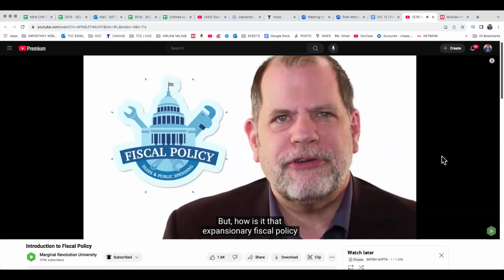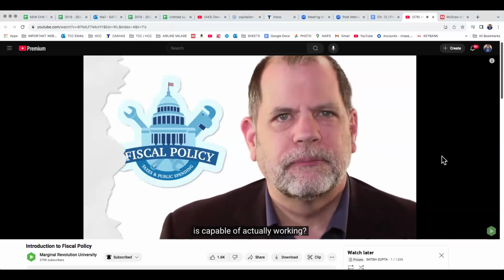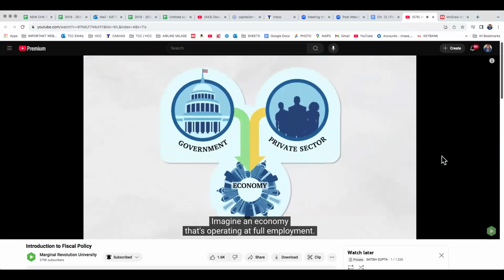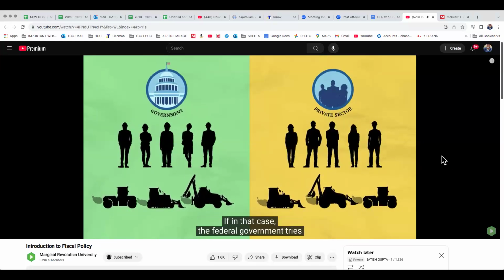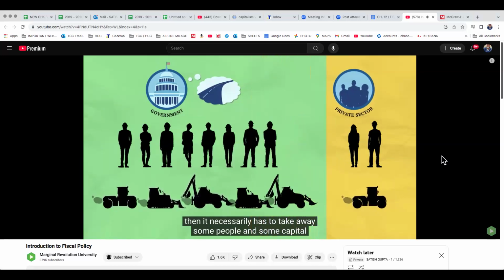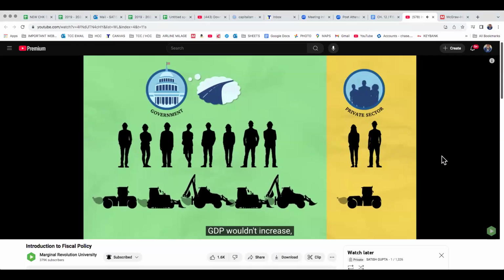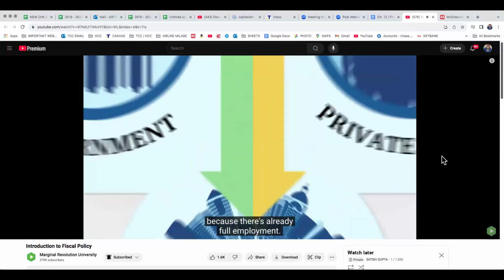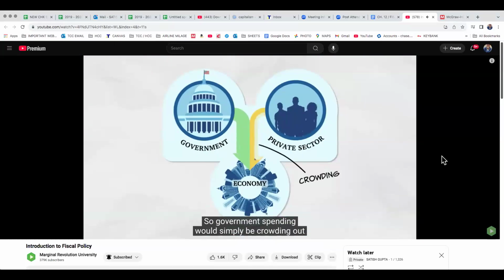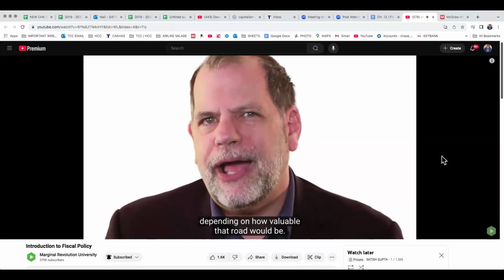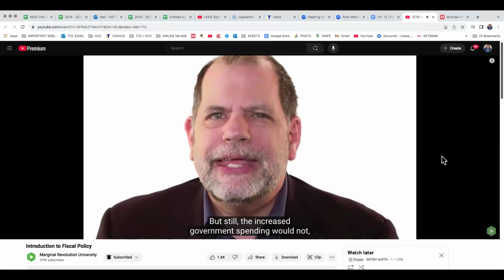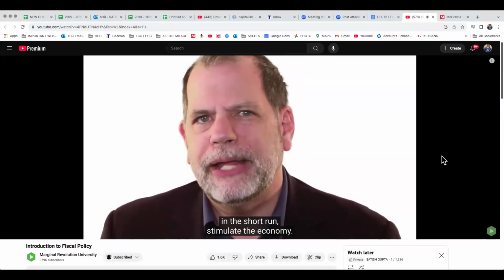But how is it that expansionary fiscal policy is capable of actually working? Imagine an economy that's operating at full employment. Workers have jobs and factories are operating near capacity. If in that case, the federal government tries to increase spending to, say, build a new road, then it necessarily has to take away some people and some capital from other sectors of the economy. GDP wouldn't increase because there's already full employment. So government spending would simply be crowding out private spending and investment. Building the new road, it may or may not be a good idea, depending on how valuable that road would be. But still, the increased government spending would not in the short run stimulate the economy.